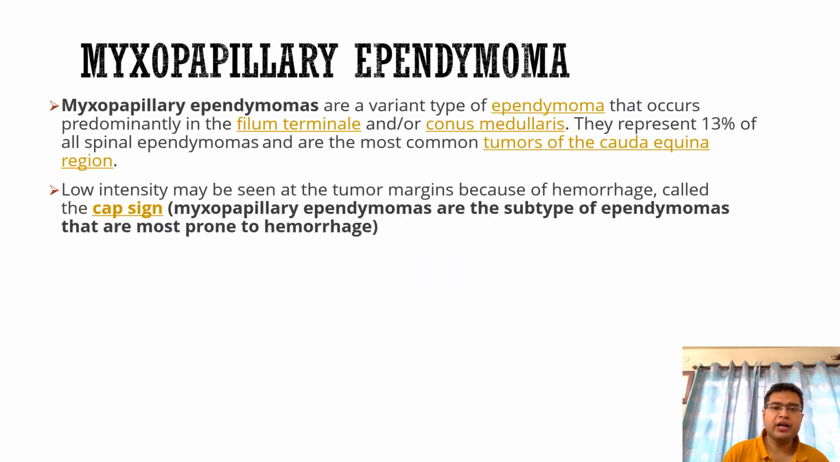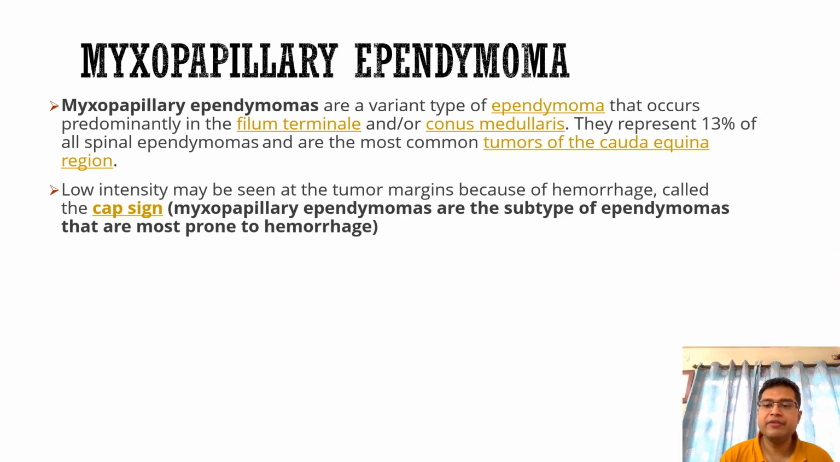Coming to myxopapillary ependymoma, that is our first case. It's a variant type of ependymoma that occurs predominantly in the filum terminale and conus medullaris, and it represents 13% of all the spinal ependymomas and is the most common tumor of the cauda equina region. The important sign that we have to remember is the cap sign in case of any ependymoma, and particularly in case of myxopapillary ependymoma, because myxopapillary ependymomas are a subtype of ependymomas that are most prone to hemorrhage.